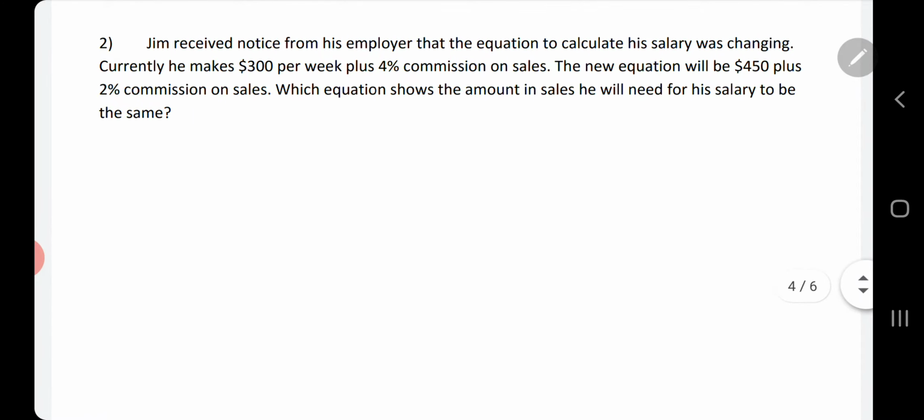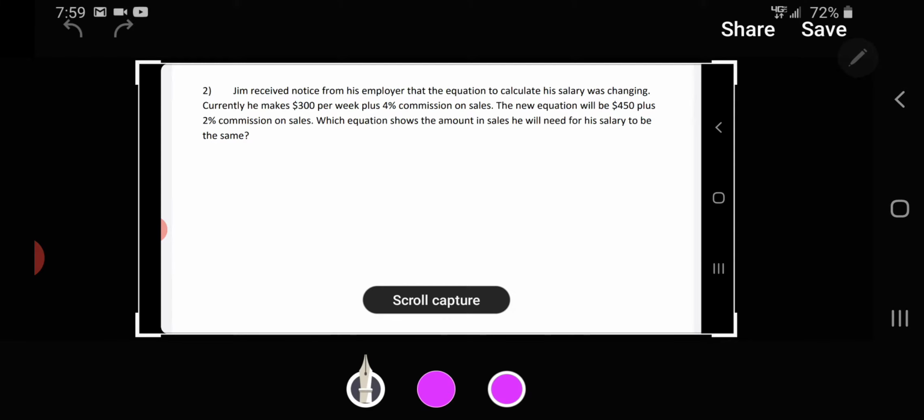Moving on. Jim received notice from his employer that the equation to calculate his salary was changing. Currently, he makes $300 per week plus 4% commission on sales. The new equation will be $450 plus 2% commission on sales. Which equation shows the amount of sales he will need for his salary to be the same?